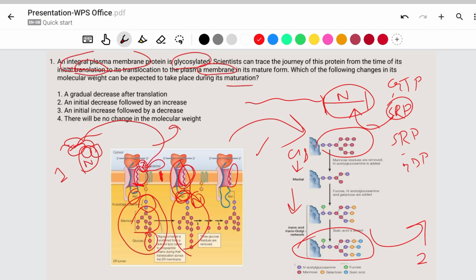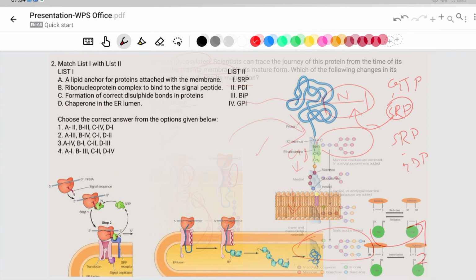So here, what we have seen so far is that in the first case, it will lose its signal sequence. So initially the molecular weight will decrease, and thereafter the glycosylation will happen. First the glycosylation will happen in the ER lumen, and thereafter it will again happen inside the Golgi vesicles. So thereafter it will increase. So option 2 is correct.